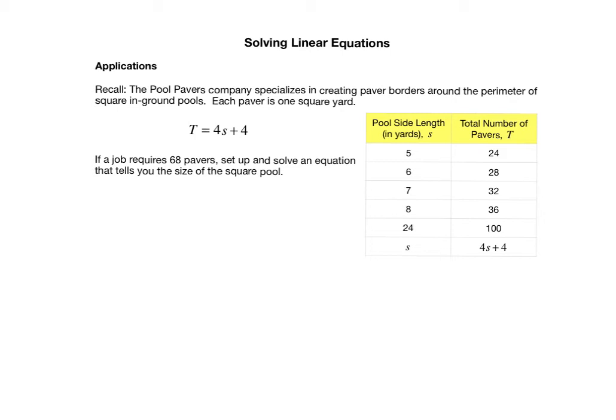Now we can ask a new type of question that we couldn't have asked in that screencast. If a job requires 68 pavers, set up and solve an equation that tells you the size of the square pool.